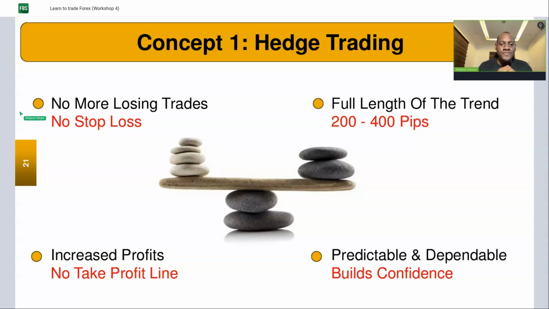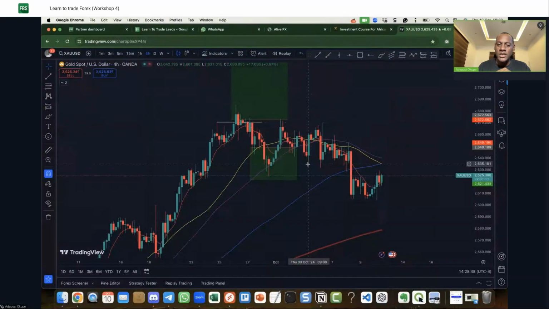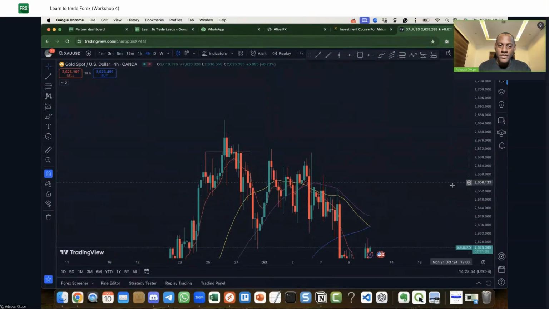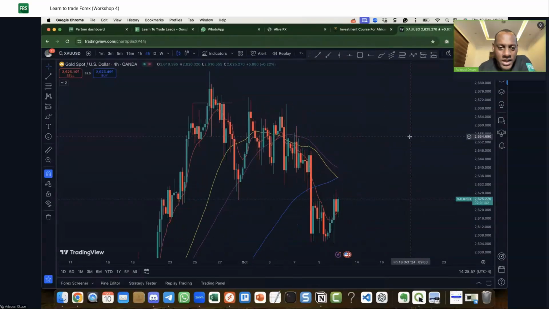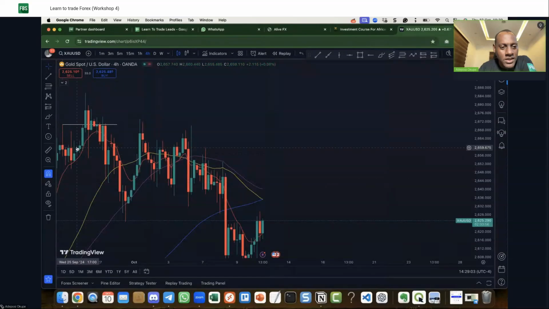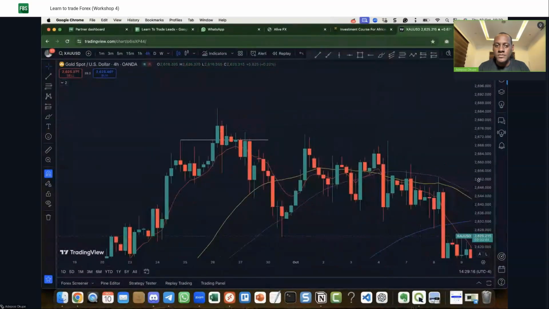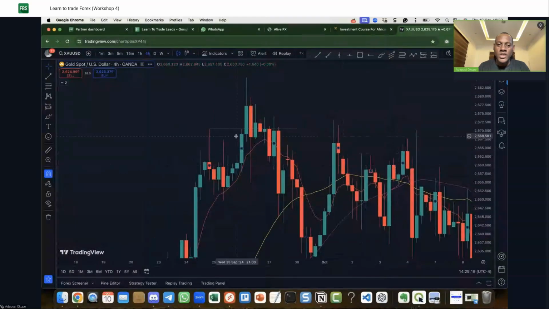Let me go over to my TradingView and show you guys something about hedge trading. This is an example that I usually like to give, and let's just start all over again. Normally, let's say you came into the market somewhere here, and you said, oh, the market is going up. So this is what you call a swing high, a previous high. Let me move it to the middle so you guys can see it properly.